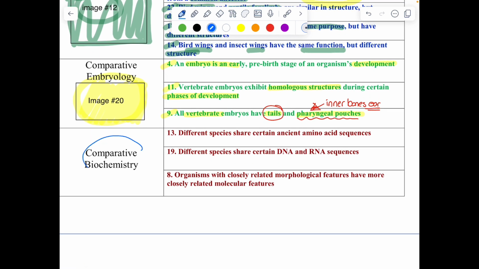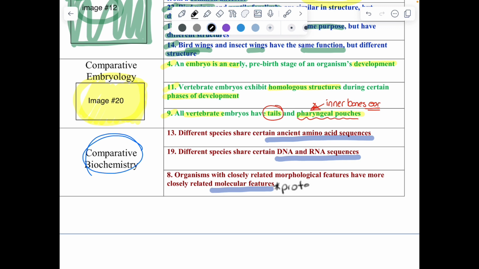And then finally, we've got comparative biochemistry. So you should have that. We see ancient species sharing common amino acid sequences. We see them sharing common DNA and RNA sequences. And then we can also see the proteins. That's what molecular features are there. We can see the proteins are going to be similar and related to what we physically see in those organisms. So we can compare those proteins even.